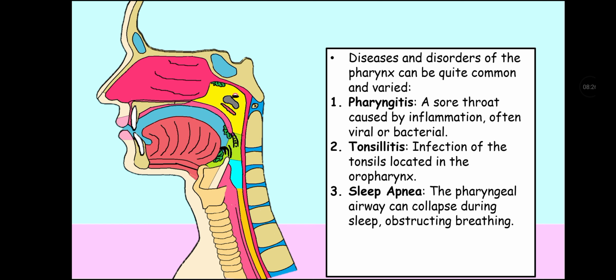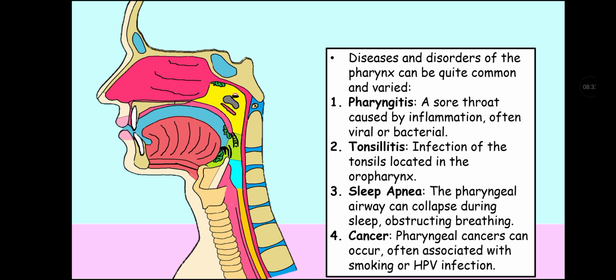Third is sleep apnea, that is when the pharyngeal airway can collapse during sleep, thus obstructing breathing. Fourth is cancer, as pharyngeal cancers can occur and are often associated with smoking or human papillomavirus infection.